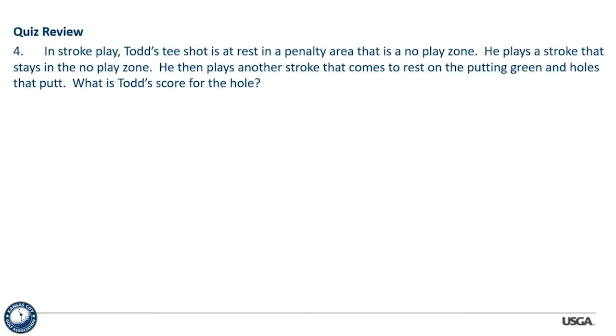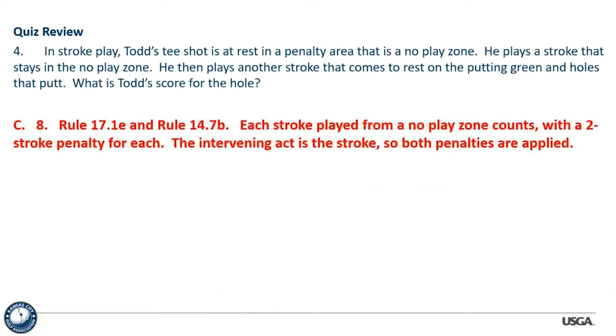Something crazy must be going on here because he's getting some penalties again. Each stroke is going to count here. So he gets an 8 on the hole and made a snowman: 4 strokes and 4 penalty strokes. Each stroke from the no-play zone counts with a 2-stroke penalty applied for each. The intervening act here is the stroke, so we don't have anything that is just going to be a one-time penalty for multiple occurrences. Rule 1.3c(4) says the stroke is going to be the intervening act.